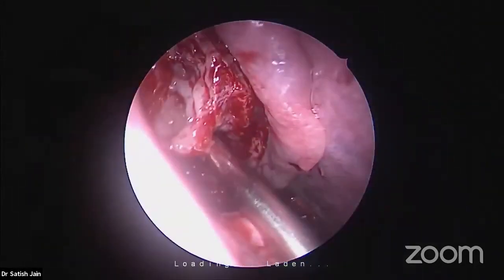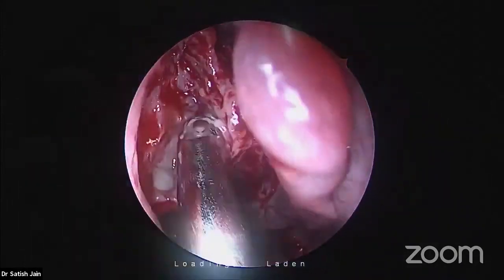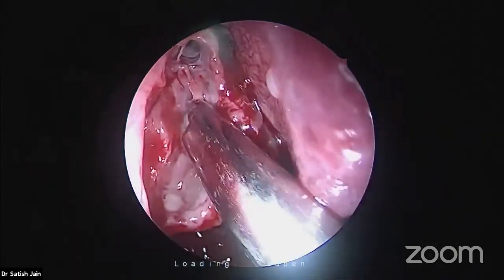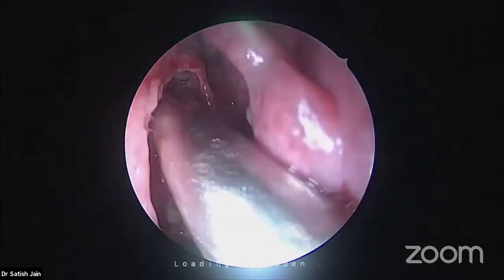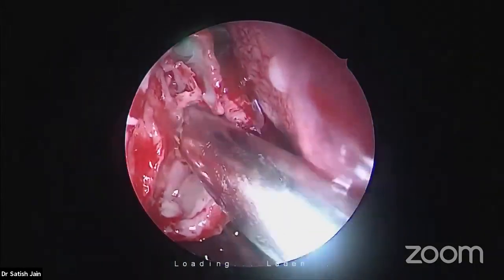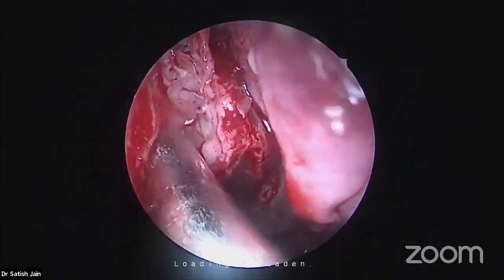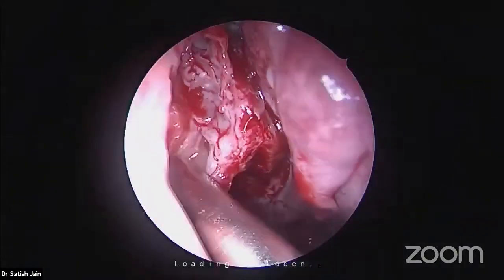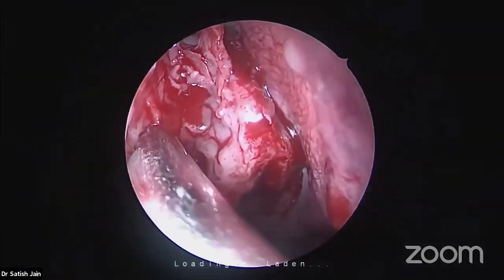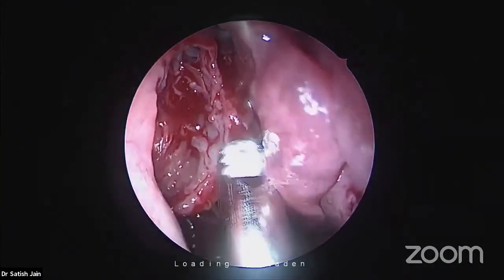Now see the important landmark here. I've already shown you the entire lateral limit of our surgery, that is lamina papyracea. That is the beauty of removal of this upper part of the uncinate. So my corridor's lateral limit is lamina, medial limit is turbinate.